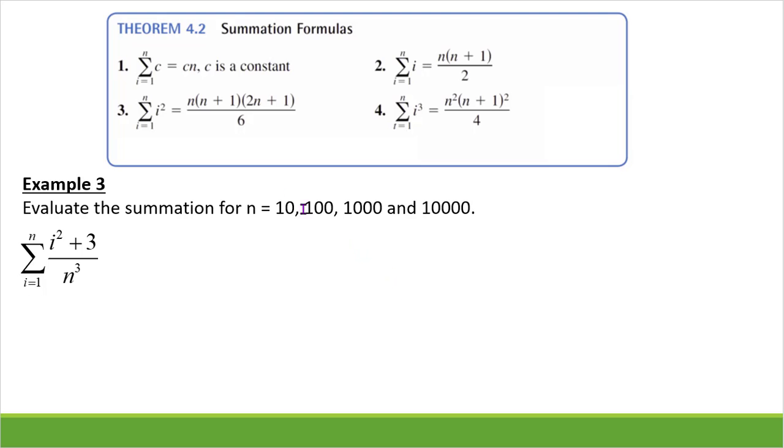If you have just a constant in there, you can simplify that out by writing C times n. That sum is going to equal whatever your constant is times n. If you have a linear function in here, say it's just i, you would take n times n plus 1 over 2. If you had i squared, n times n plus 1 times 2n plus 1 over 6. And then i to the third is going to be this formula. I don't even think I used this formula in my notes.